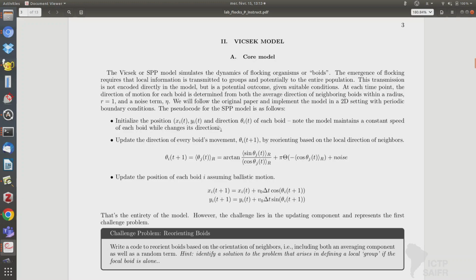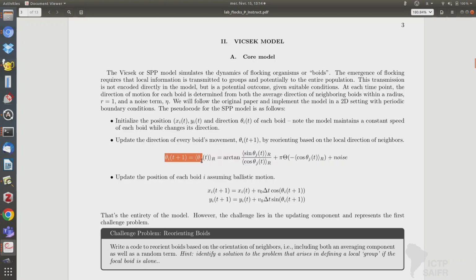And essentially, you will be initializing the code with some initial conditions that are specified in the snippets, and then given x_i(t) and y_i(t) for each i, you're going to update their direction directly as an angle, okay? So this is an angle theta in polar coordinates, okay? And the update rule is this one.